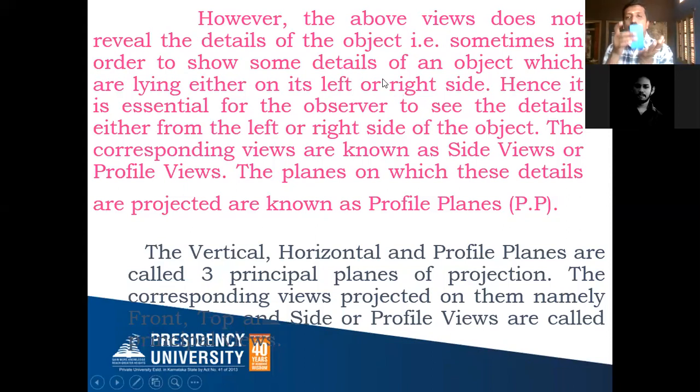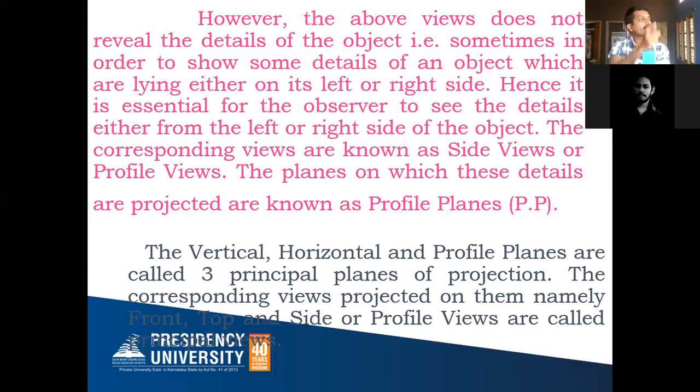For example, this is the same object. By looking at the front side of it, the front view I have drawn on the vertical plane. By looking at the top side of it, the top view I have drawn on the horizontal plane. By looking at the right side and left side of it, I can draw the side views or profile views. If you are looking at the object from the right side, whatever the projector lines, after identifying the 4 points here also, you draw it on the profile plane. So you can call it a side view.